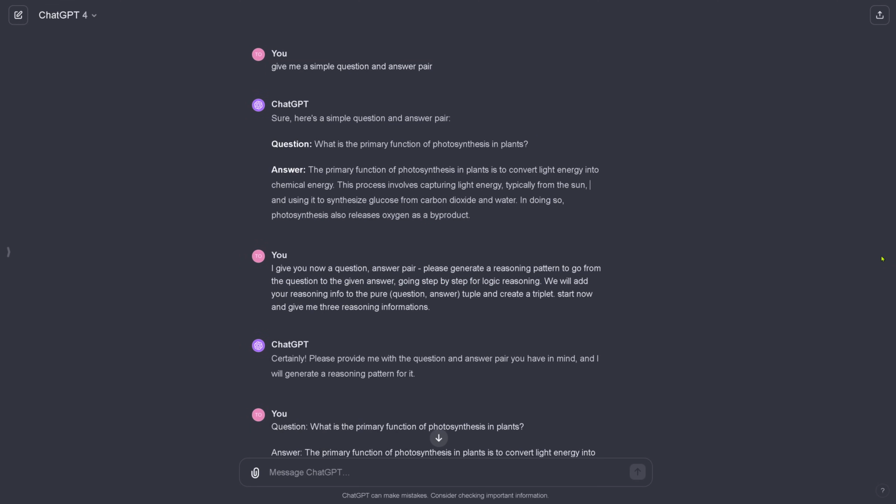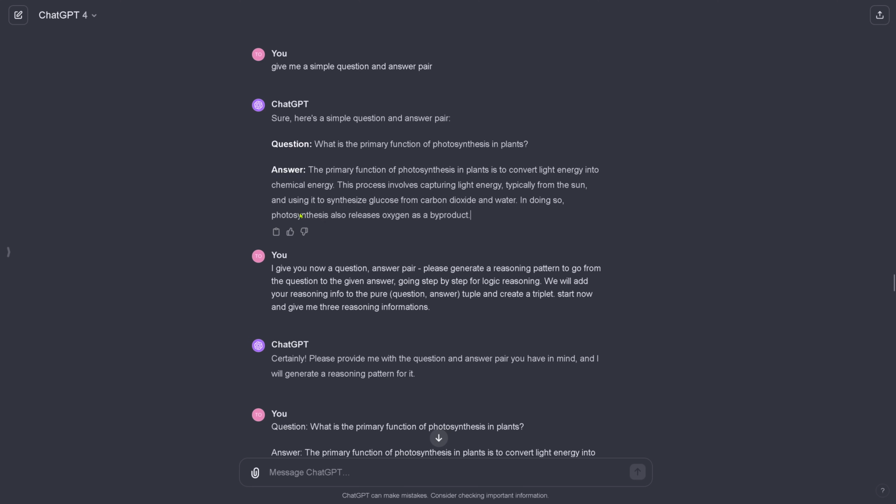Let me show you DSPy in a simplified version on ChatGPT-4. So let's do a one-shot in-context learning. I say, give me a simple question and an answer, a pair. GPT comes back, says, what is the primary function of photosynthesis in plants? And the answer is to convert light energy into chemical energy. It uses the energy from the sun to synthesize glucose from carbon dioxide and water. Photosynthesis also releases oxygen as a byproduct. Beautiful.